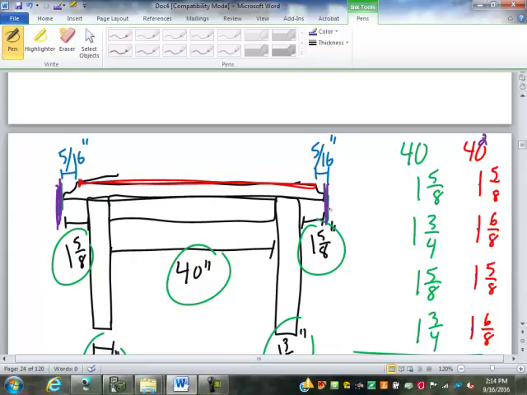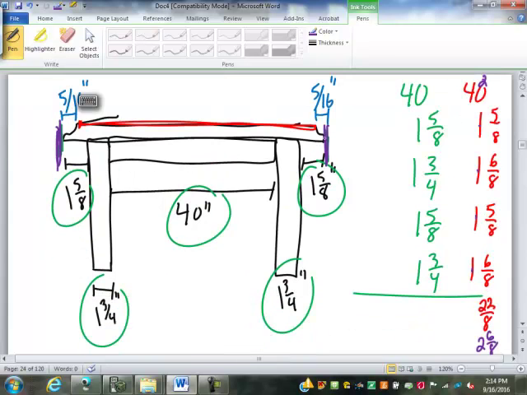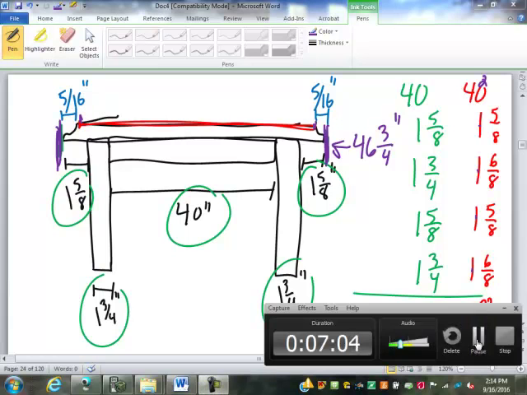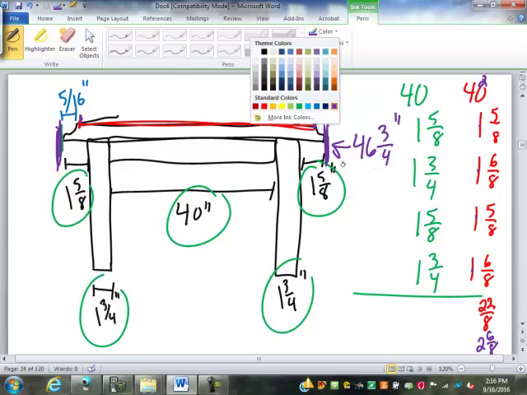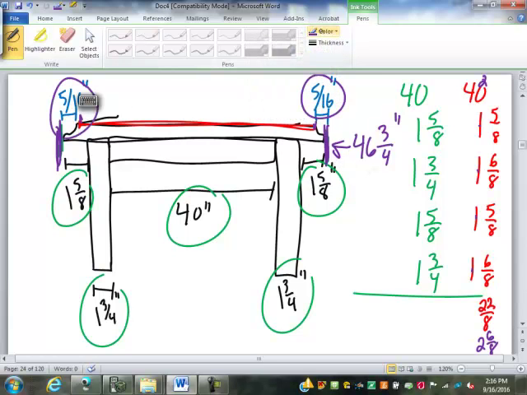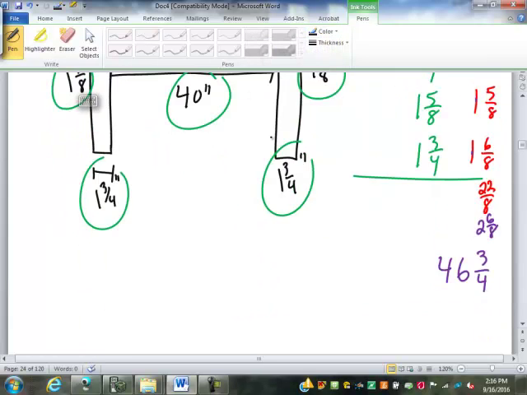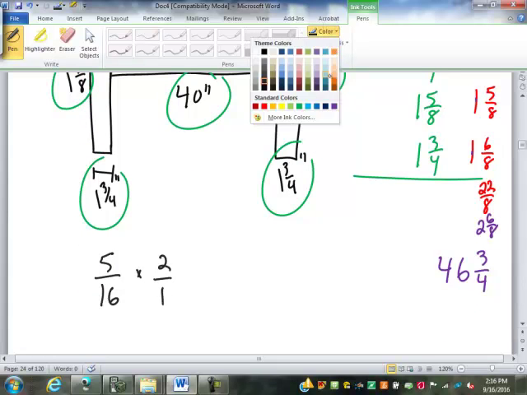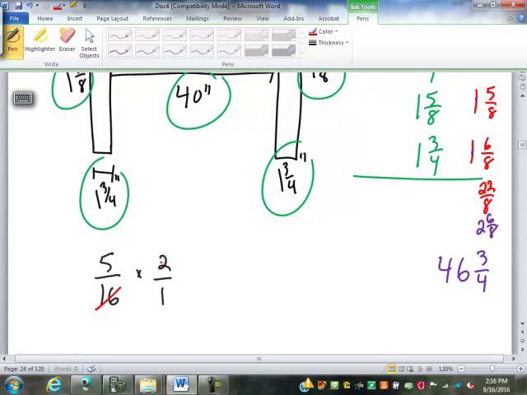Okay. From there now, I'm going to give you another minute. Now that we have the 46 3/4 all the way out to here, find what this is. I'll give you another minute to do that. So we have 5/16 on each side. So I'm going to double that first. 5/16 times 2. And this one I'm just going to cross cancel my 16 and 2 to give me 8 and 1. Then it would be 10/16, which reduces to 5/8.